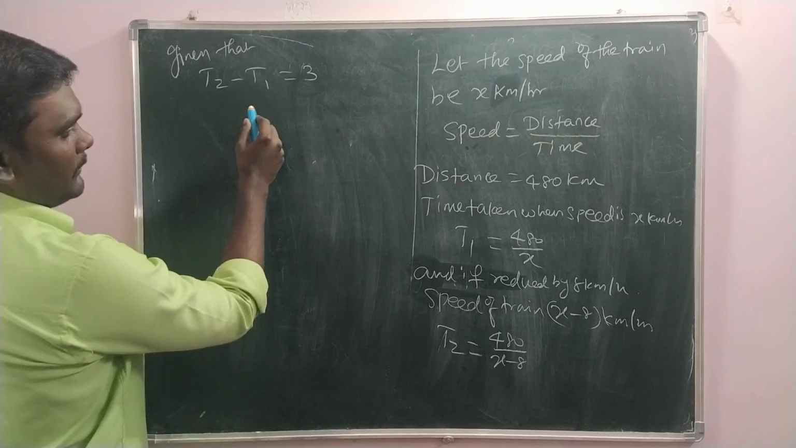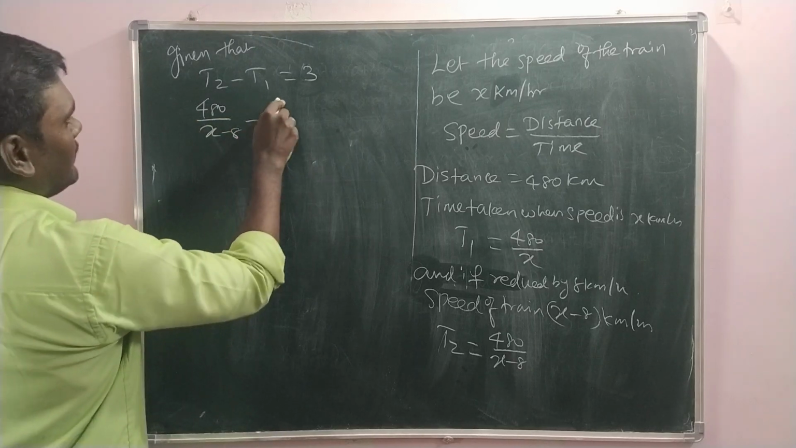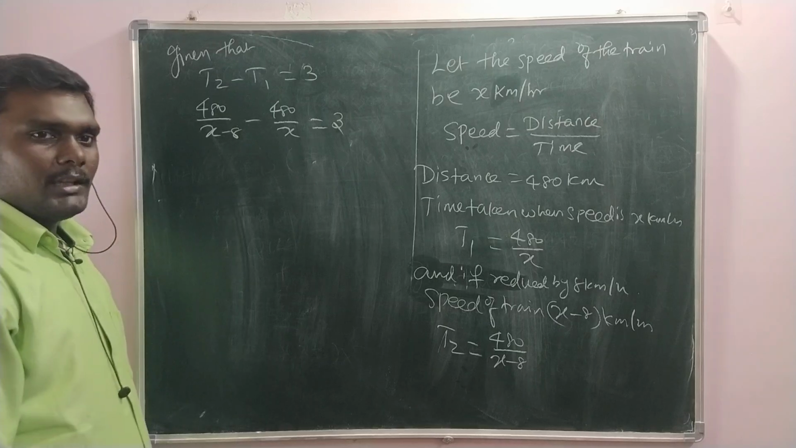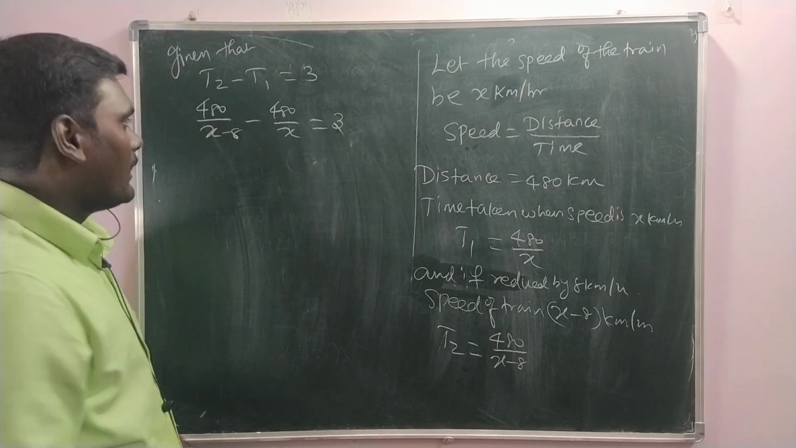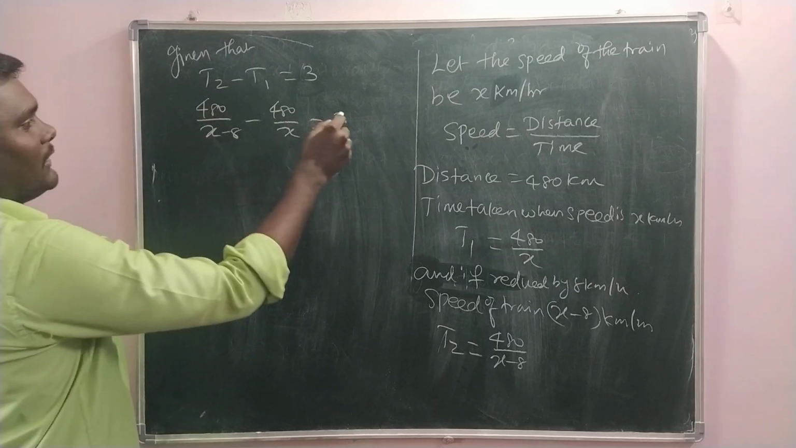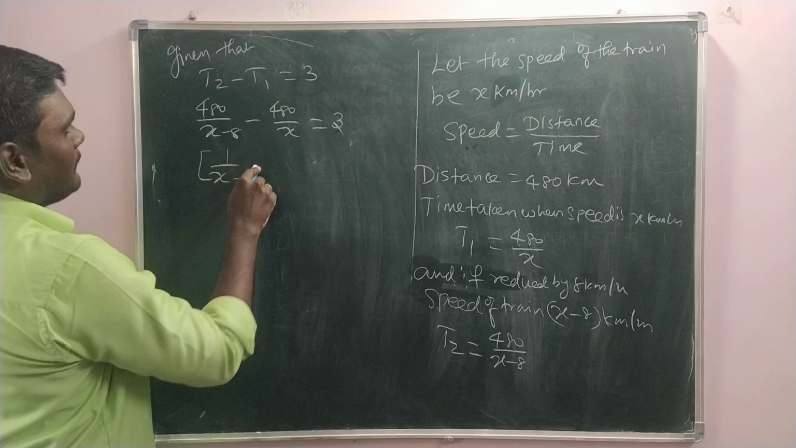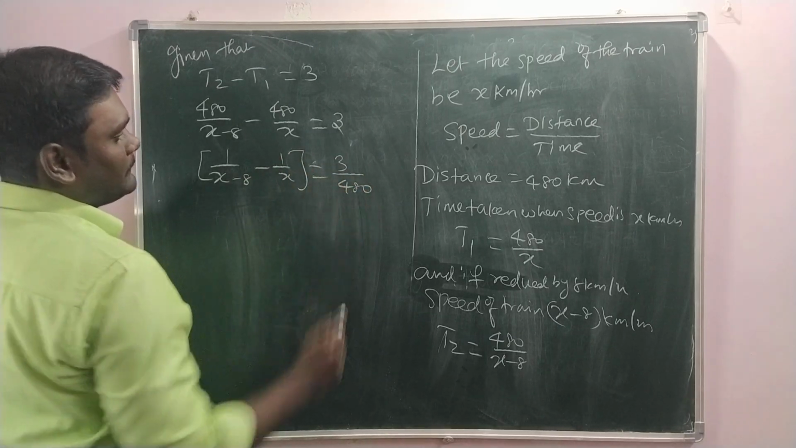The t2 is 480 by x minus 8, and this is 480 by x, equals 3. Everything is in hours and kilometers, so whatever answer you get is in kilometer per hour. Now transpose this 480 to the other side. We would have 1 by x minus 8 minus 1 by x equals 3 by 480.